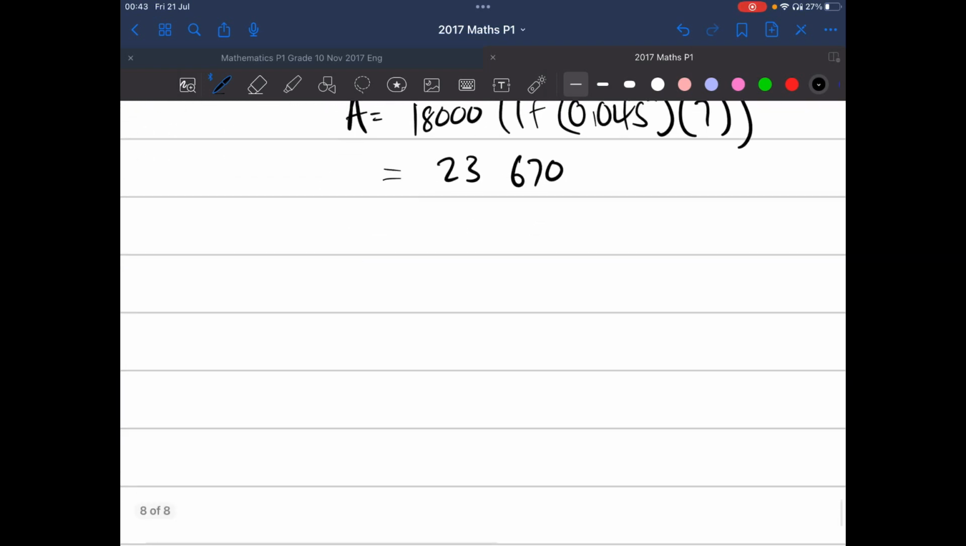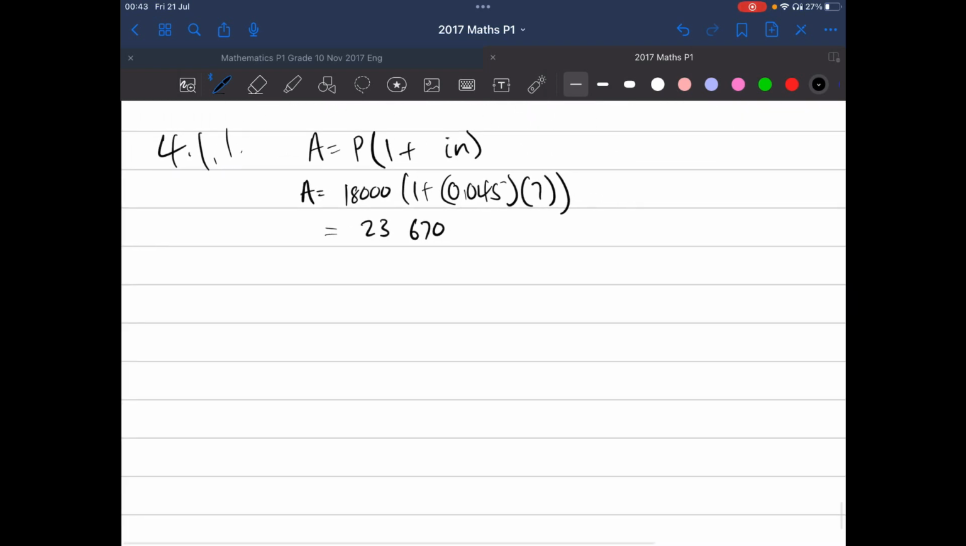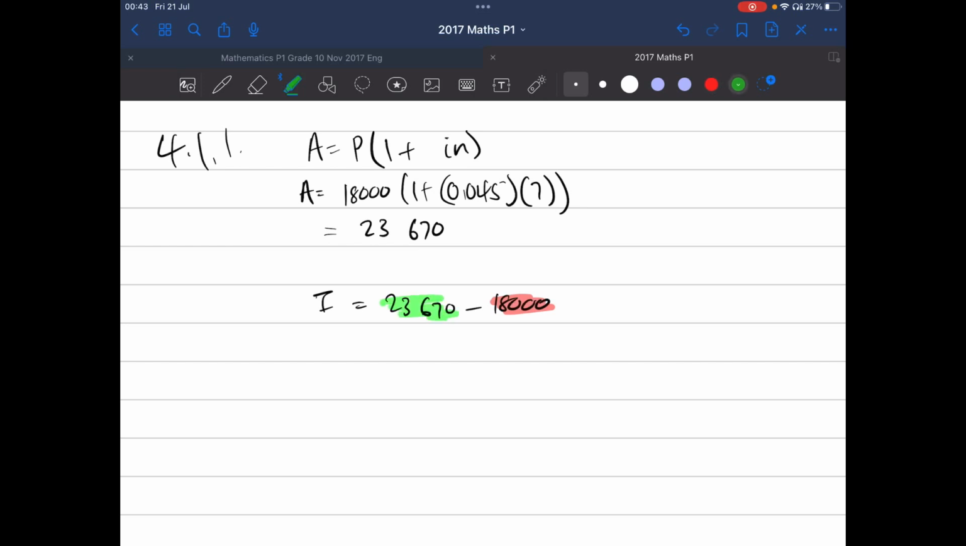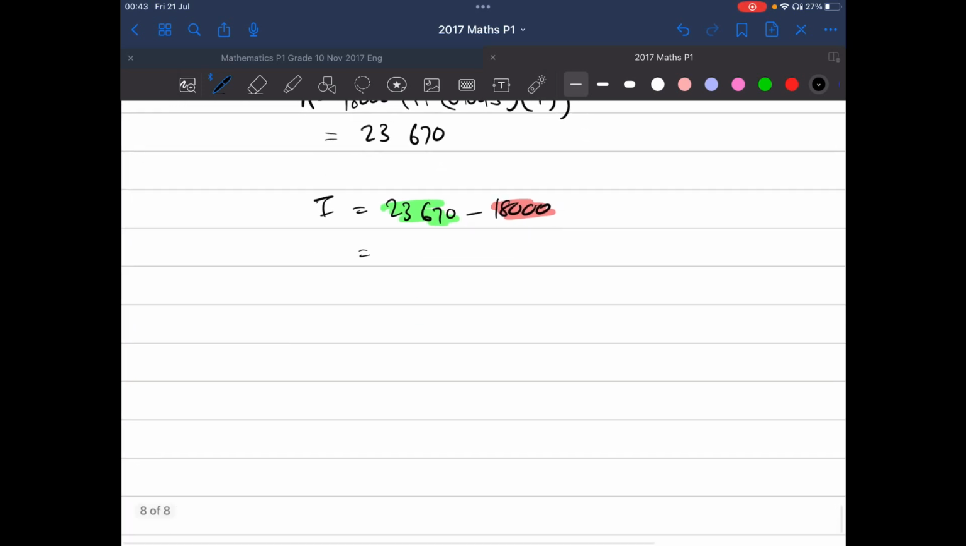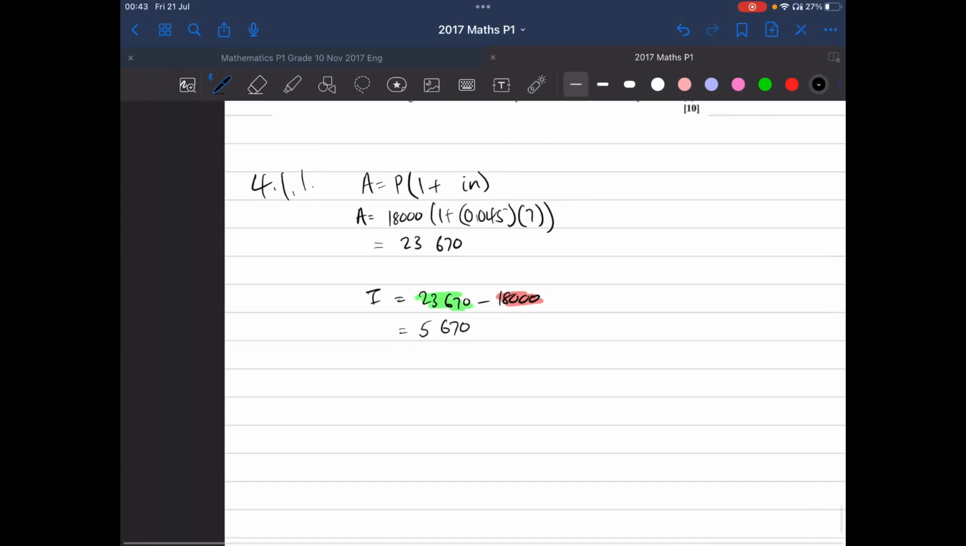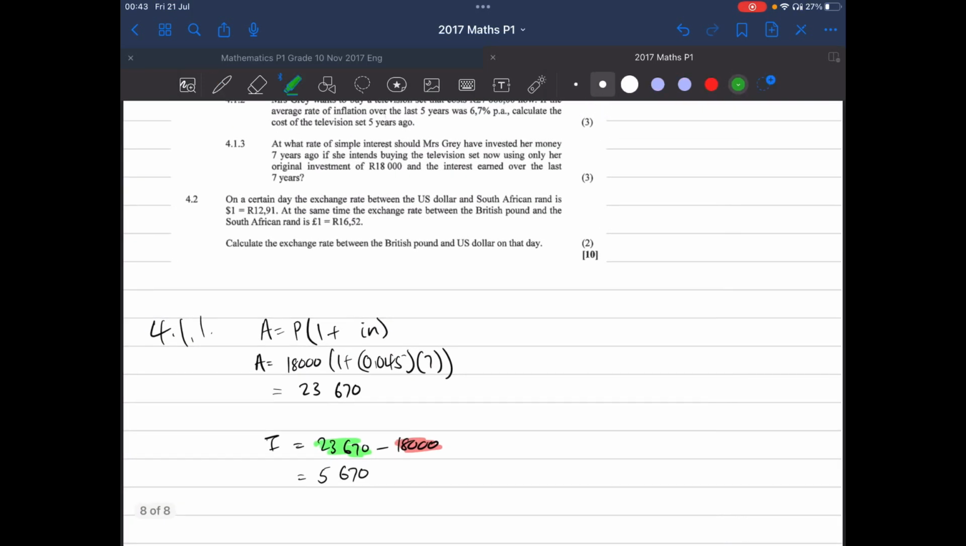Okay, so obviously this is the total amount. The interest is whatever is on top of the original amount. So the interest would equal 23,670 minus 18,000, because this is how much she started with, and this is how much she ended with. So the interest is the difference between those two. So you can just do 23,670 minus 18,000, and that gives you 5,670 rand. Okay, and that's the right answer there.